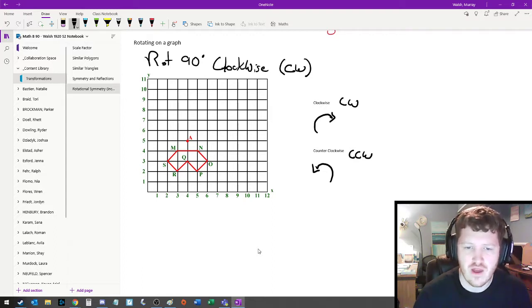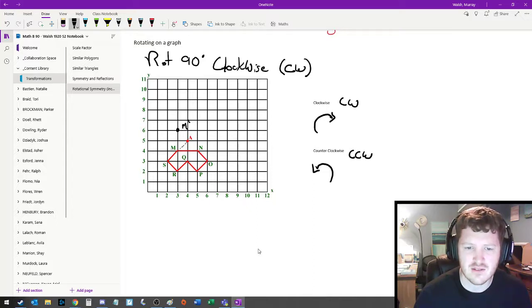So if I ignore all the other points and we just look at M, M is right here from A. If we think about it being hinged or on a string, and we were to pull it around 90 degrees clockwise, so we're going this way, 1/4 of a turn. So it's going this way all the way around, 1/4 of a turn. It's going to swing it around to here. So this is where our M prime is going to be.